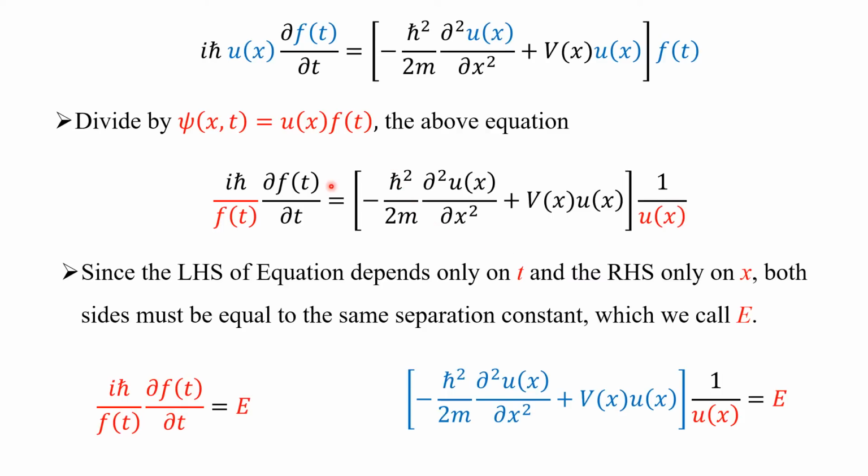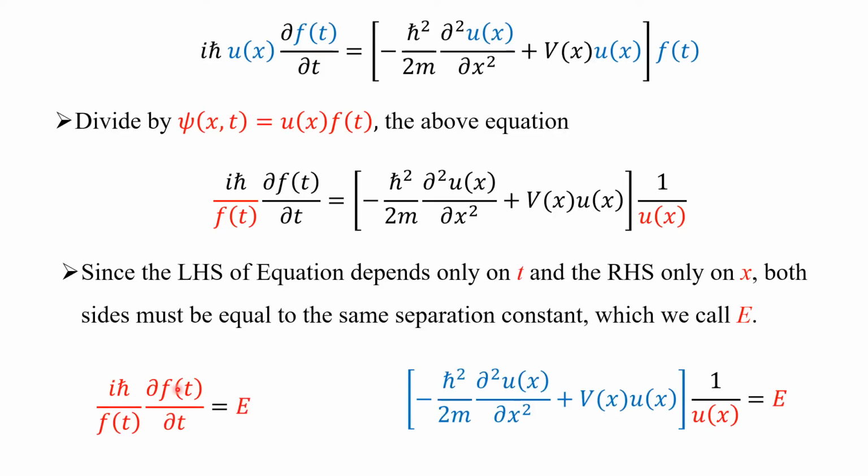By changing the time, the right hand side of the equation will not get affected. Similarly, by changing the x, the left hand side will not get affected. It is possible only if you have a common constant for both the right hand side and the left hand side. That constant you take as E, which is called the energy eigenvalue.